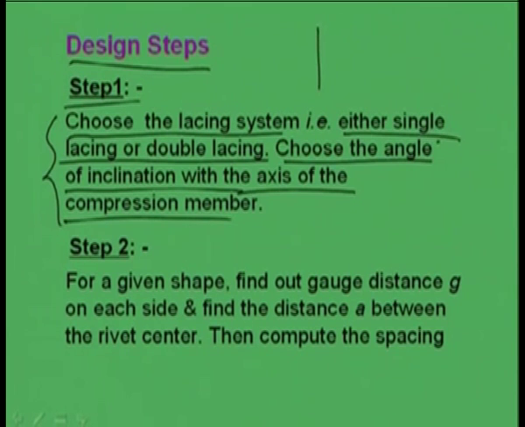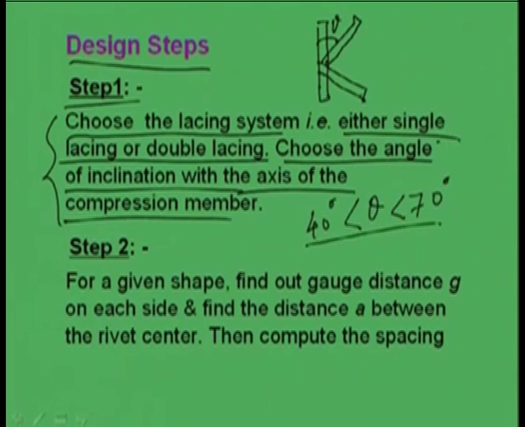Angle of inclination means, if this is the compression member, then we can see this is the lacing. So, what is the angle of inclination? Theta. And for this theta, the codal provision has told that theta should be less than 70 degree and greater than 40 degree. So, we have to choose an angle of inclination theta in between 40 to 70 degree.